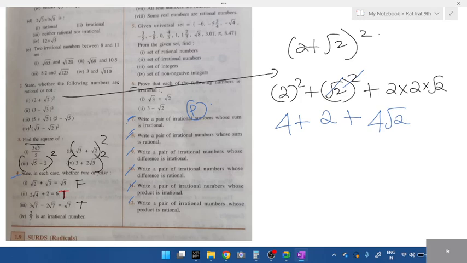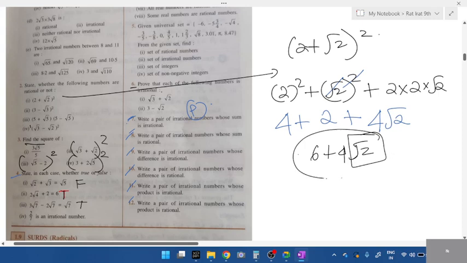Then, what are the like terms here? Which one can you add? What's the final answer? So 6 is a rational number, 4 is a rational number. What about root 2? Rational or irrational? So this entire thing is what? Irrational. Yes. How does this formula look like?